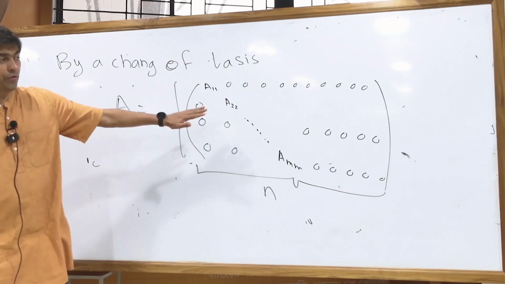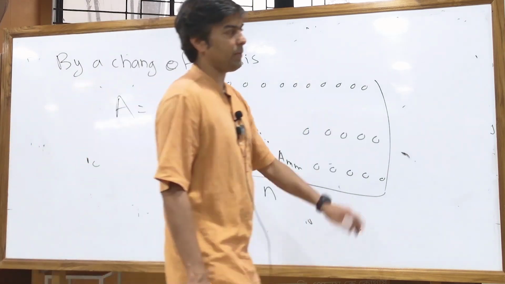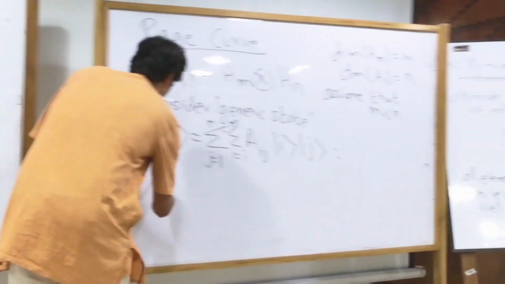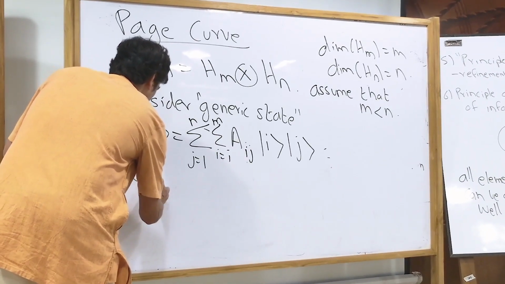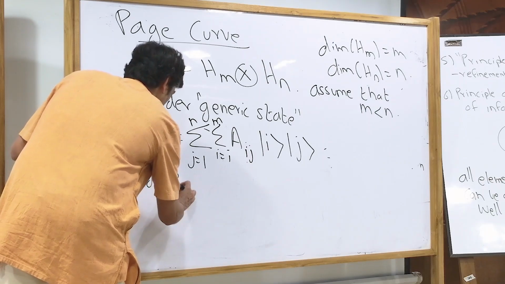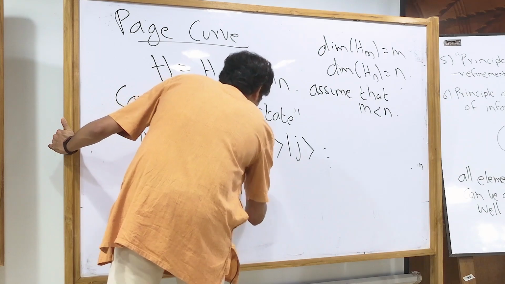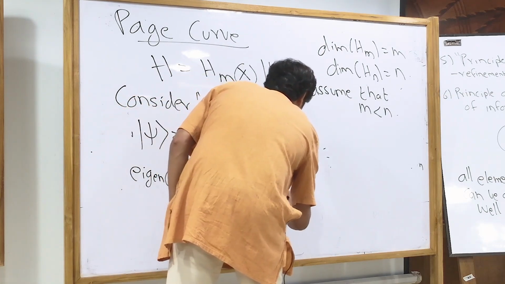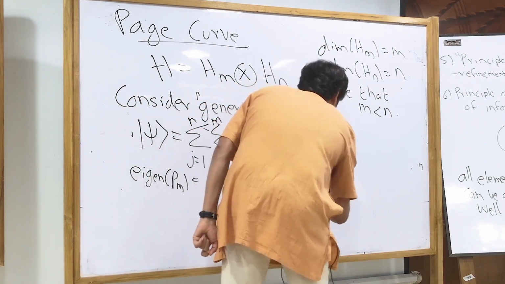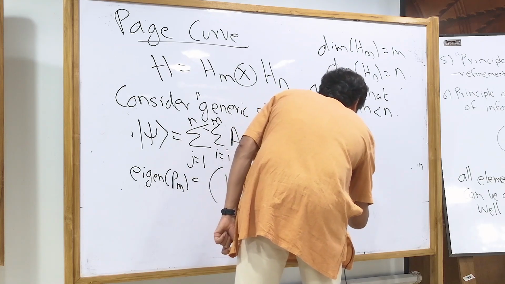If you do this, then the elements of the density matrix that you get for the Hilbert space, the eigenvalues of the density matrix, are mod of A11 squared, mod of A22 squared, and so on up to mod of A_mm squared.